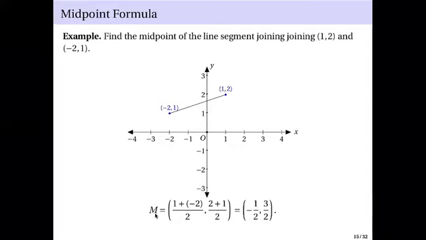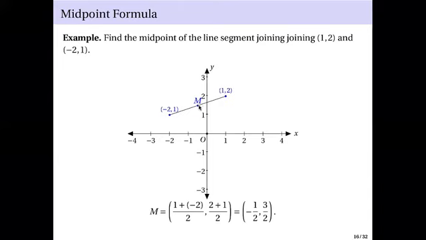And if we check, it's in here. So this point here, it's negative 1 half, that's negative 0.5. And then positive 3 halves, that's your 1.5. Okay? So plain substitution of values in the formula. Okay?